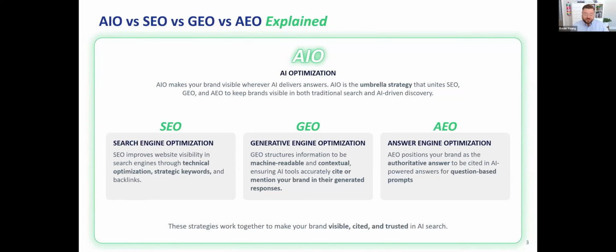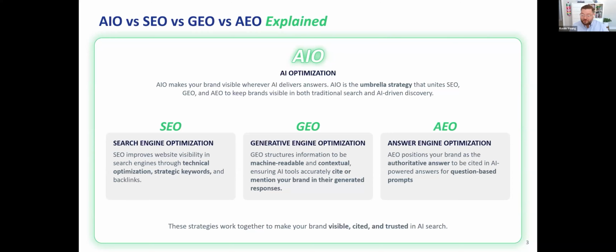But then there's also GEO, or generative engine optimization, as well as AEO, or answer engine optimization. Now, these are two terms that you may have heard thrown around recently, and they're often used somewhat interchangeably. But there is a slight difference between the two. So, generative engine optimization is all about structuring information to be machine readable and contextual to ensure that AI tools accurately cite or mention your brand in generated responses.